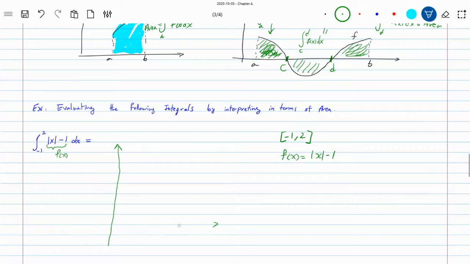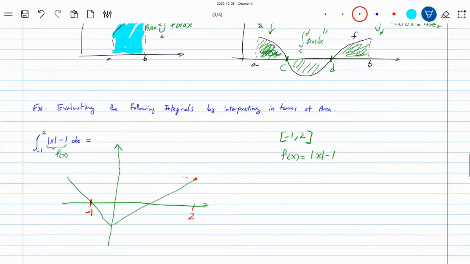Maybe I should have drawn it a bit higher. Absolute value of x was this 45-degree angle line. Minus 1 means shifted down 1 unit. Those transformations, you notice, are very useful for graphing faster. So from -1 to 1, here's from -1 to 2. Sorry, here's 2.